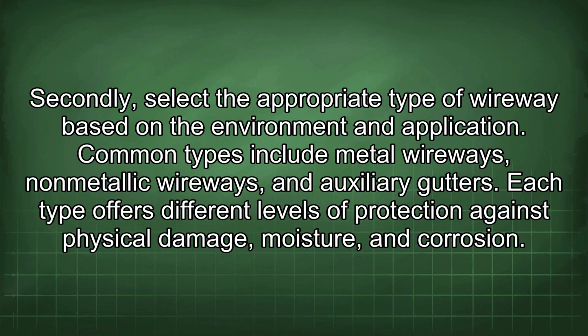Secondly, select the appropriate type of wireway based on the environment and application. Common types include metal wireways, non-metallic wireways, and auxiliary gutters. Each type offers different levels of protection against physical damage, moisture, and corrosion.